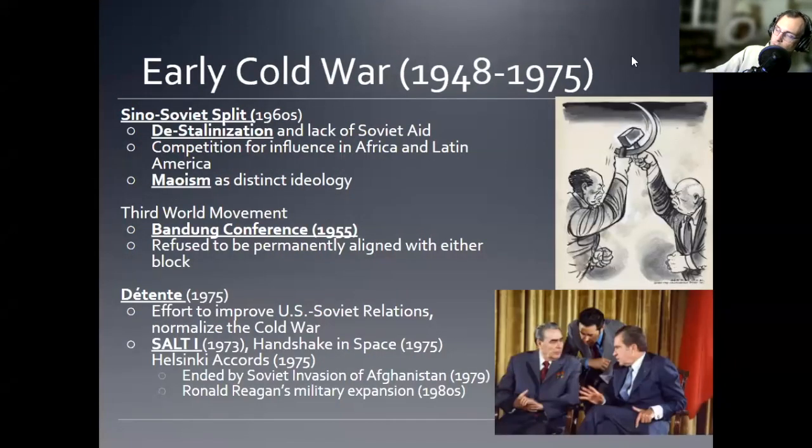All right, so let's wrap things up with this presentation by talking about some of the events of the later Cold War. One of the things that characterized about 10 years into the Cold War was something known as the Sino-Soviet split. Now, China had gone communist in 1949 when the communist Chinese had defeated the nationalist Chinese, and the nationalist Chinese had fled to the island of Taiwan.